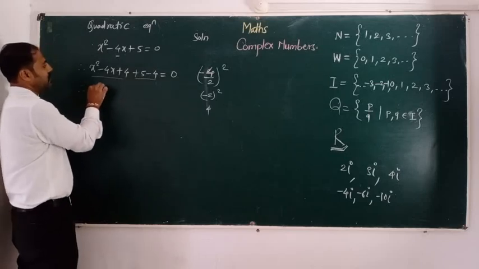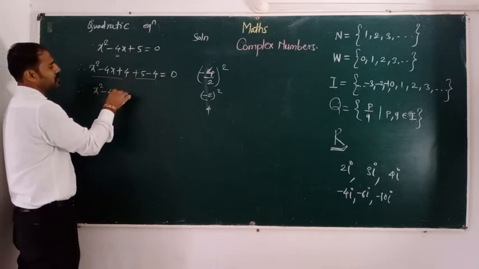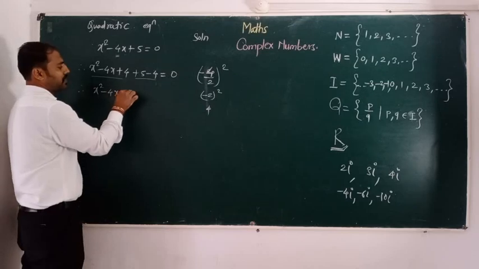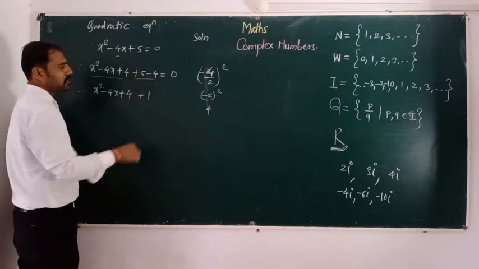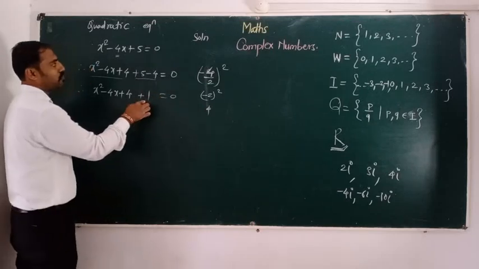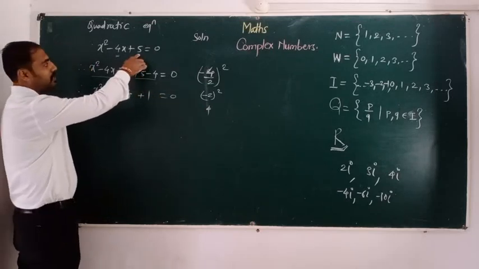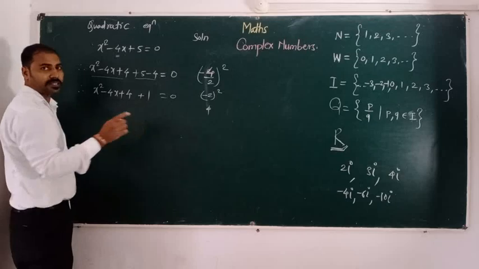The first three terms x square minus 4x plus 4 can be written as 2 square, and plus 5 minus 4 is nothing but plus 1, which is equal to 0. Don't add 4 plus 1, because here we write 5 as 4 plus 1.